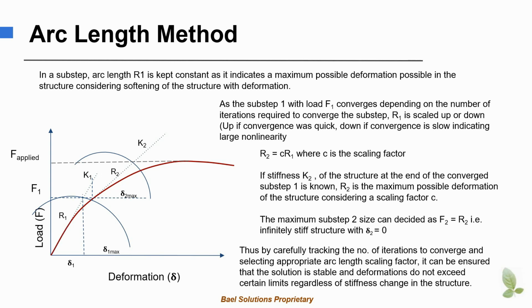The main advantage of the arc length method is it poses limits on the deformations in the structure, even when the stiffness of the structure becomes close to 0.